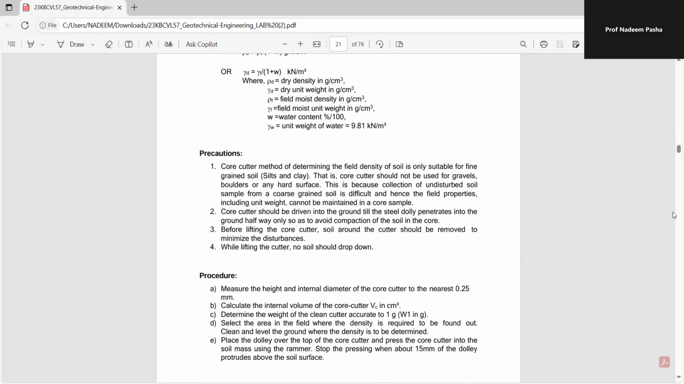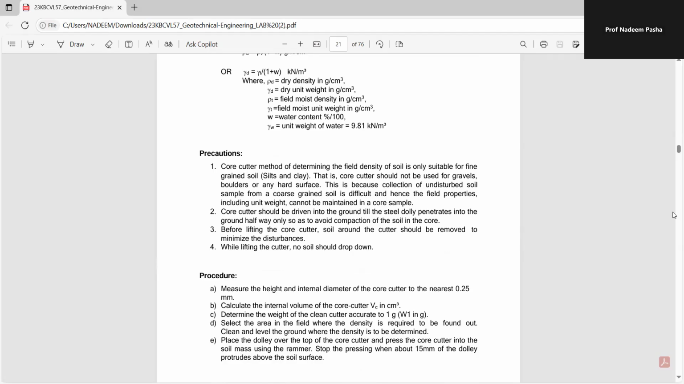Procedure: measure the height and internal diameter of the core cutter to the nearest 0.25 mm. Calculate the internal volume of the core cutter, Vc, in centimeter cube. Determine the weight of the clean core cutter accurate to 1 gram.